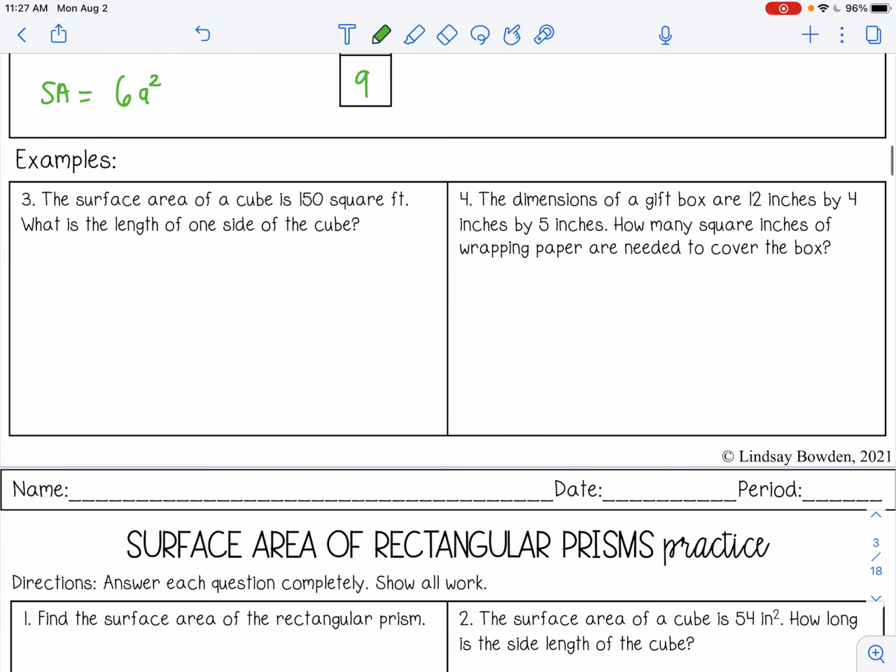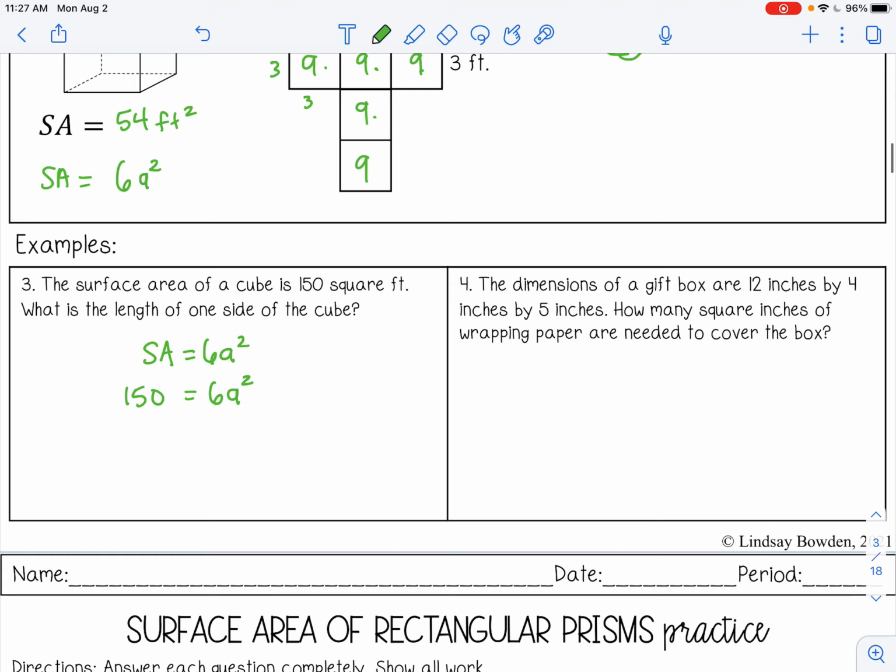All right, let's try these examples. So the surface area of a cube is 150 square feet. What is the length of one of the sides? So this one we're working backwards. We know that surface area of a cube is 6a squared. We're given the surface area is 150, and we want to find a, which is the length of the side.